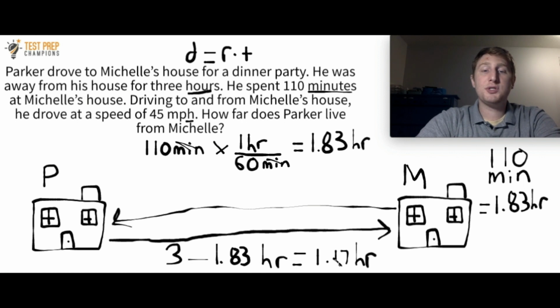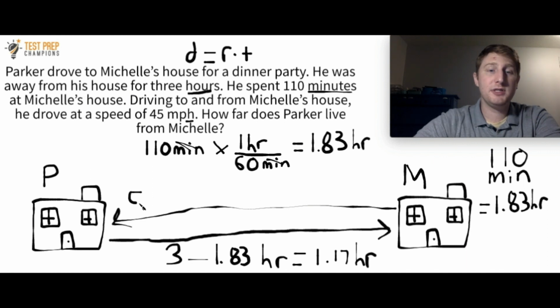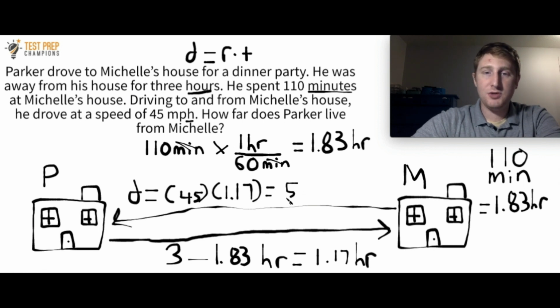And so this is the total time that I was in the car, both on my drive to Michelle's house for our super awesome party and on the drive back from Michelle's house back to my house. So if I use the distance formula, distance equals the rate, which is 45, times our time, which is 1.17, I see that this is equal to 52.65 in my calculator. And then I have to divide this by 2 though, because this is the distance that I was in the car total.